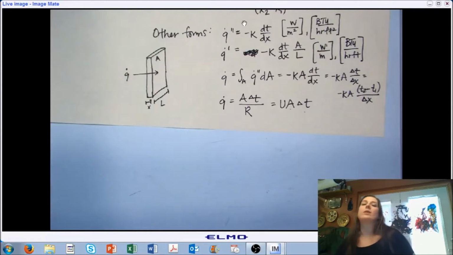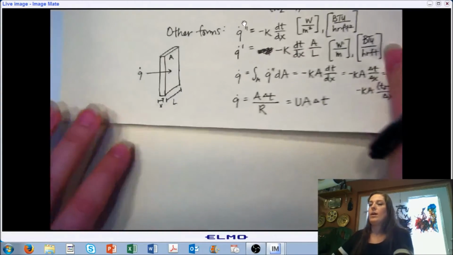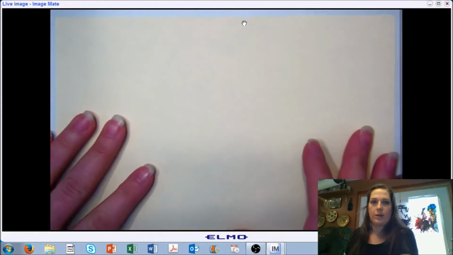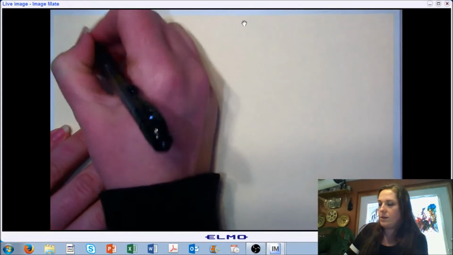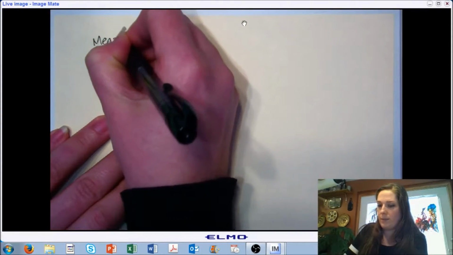All right, the last thing that we're going to talk about with respect to conductivity is the different measures of resistance. So I already mentioned K and R. And we have a number of ways to represent thermal resistance. So let's introduce them and review them.